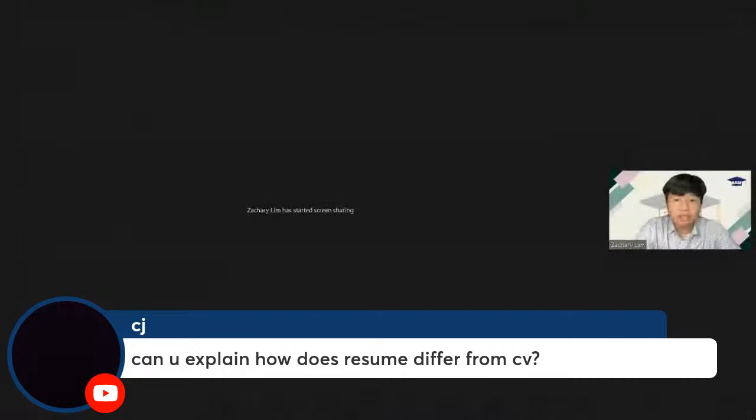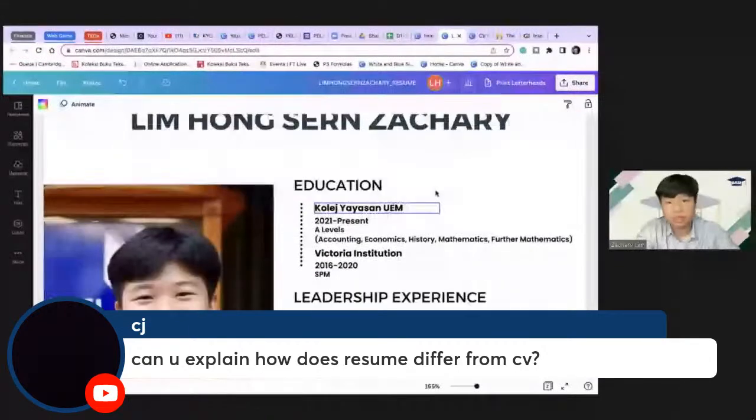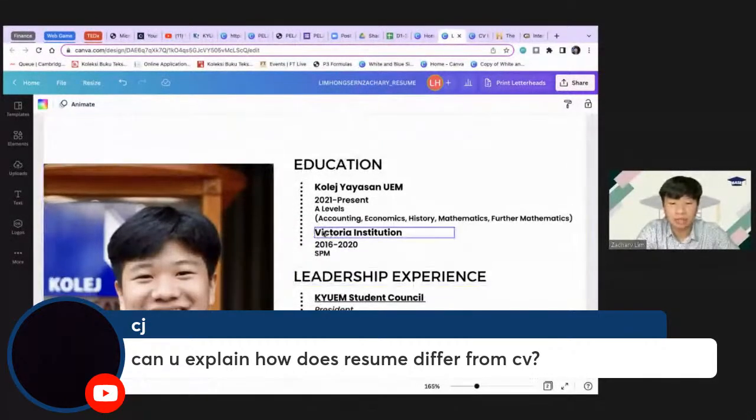So first of all, I started with my education. I'm in college at KYUEM now. I'm doing A levels. I'm taking the state subjects here: accounting, economics, history, mathematics, further mathematics. So for you, you can apply the same thing: you basically would write your school name here, and then the year that you were in is easier.